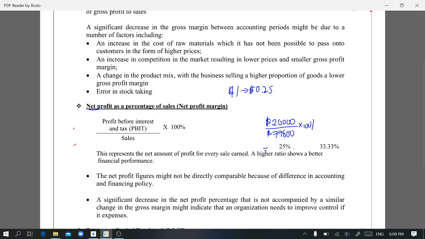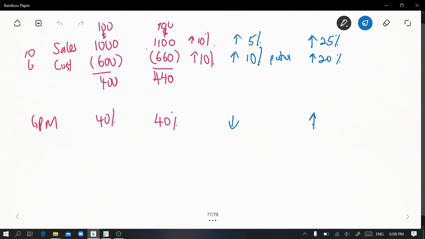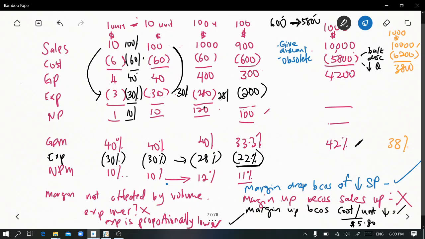Then we look at number 2, net profit margin. Based on this example here, we try to look at the expenses. Net profit margin increases from 10 to 12. If you look at the GP margin, it is unchanged. So if you do not know these two here, the net profit margin increases from 10 to 12, and the GP margin is the same. So what is the contributing factor?